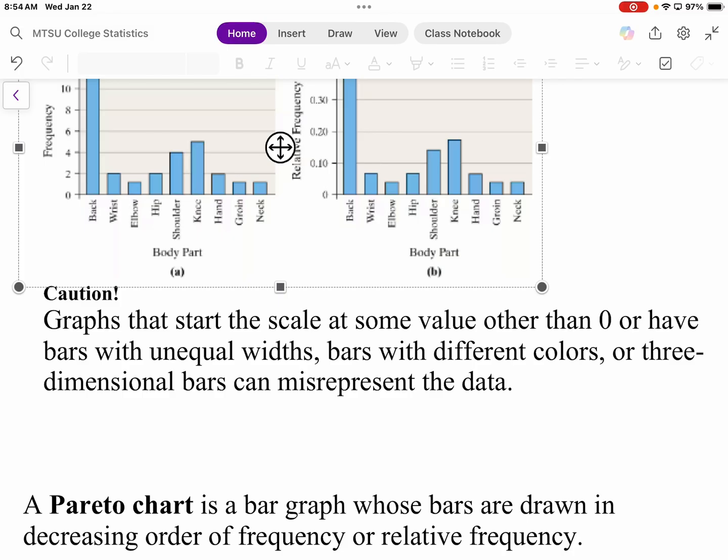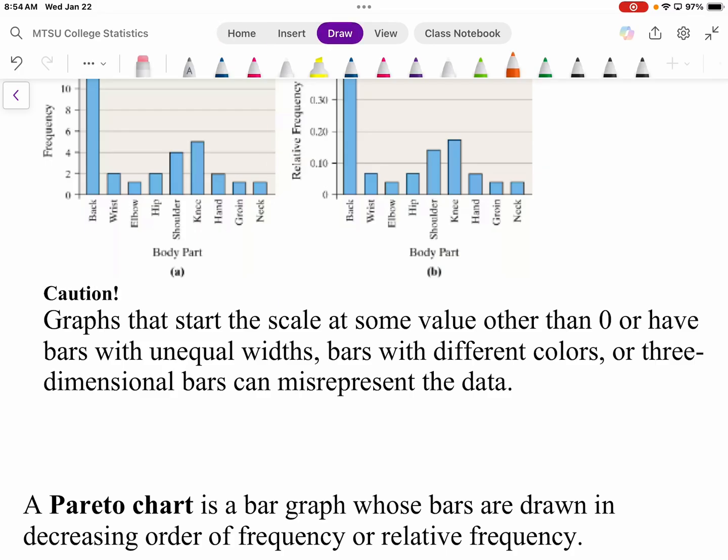So not starting on the left scale at 0. Instead of having a 0 down there in the bottom left, they said, hey, let me start this first one at like 2, and then 4, 6, 8. That's a way of misrepresenting what's taking place, and it's misleading. So we want to make sure that we start with 0 down there, whether it's a relative frequency or a frequency.